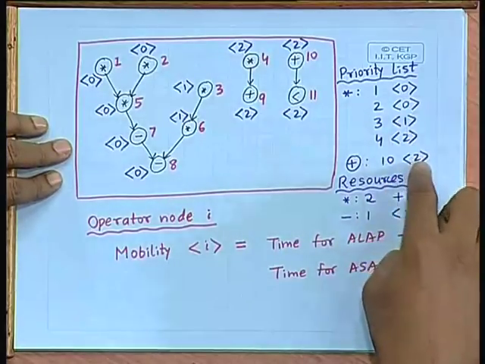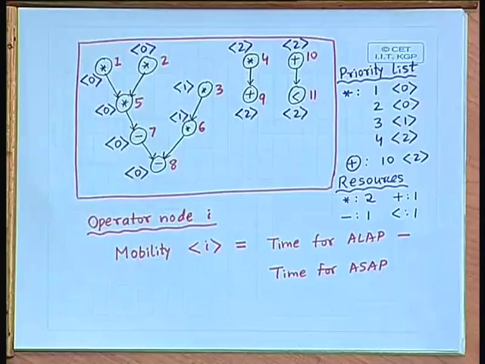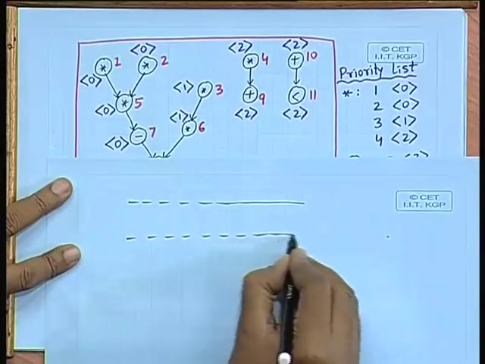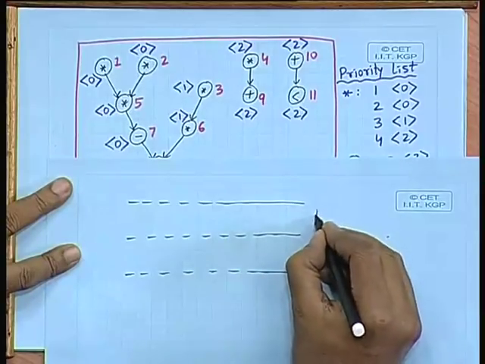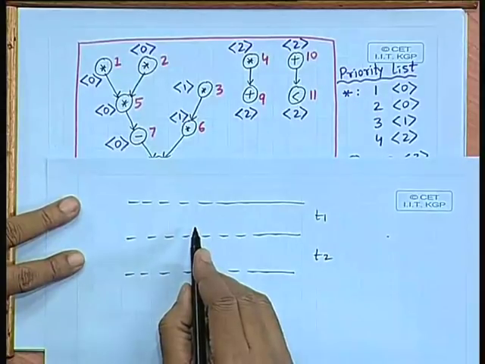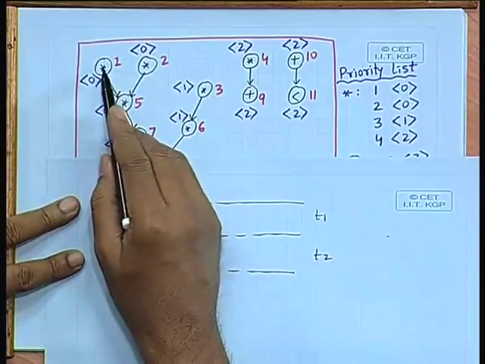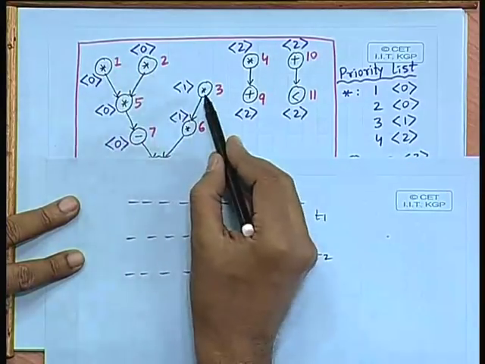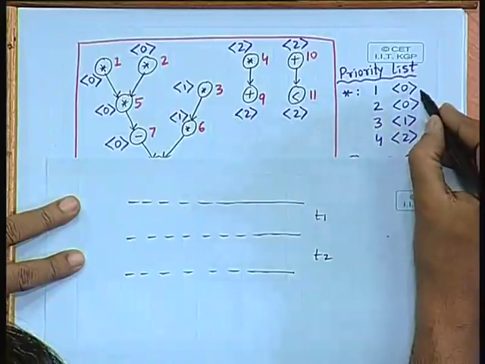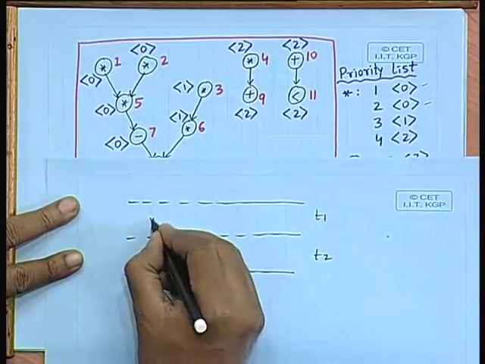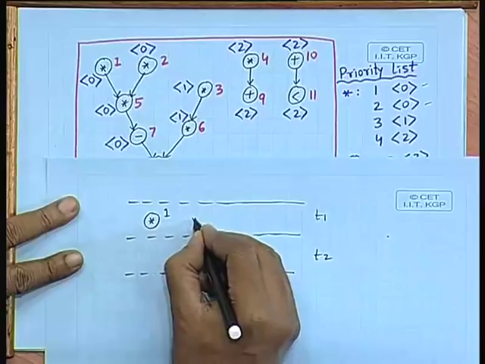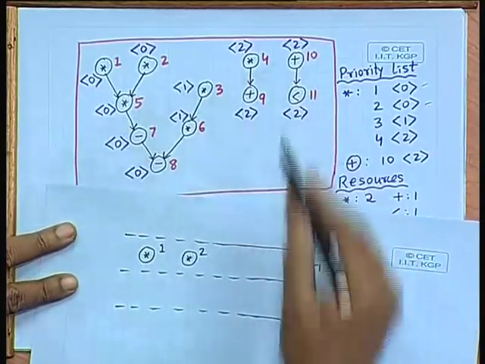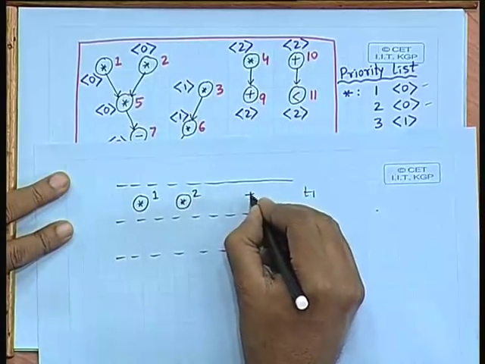So, I have this graph, I have this priority list. With respect to the priority list, I will try to construct the time steps. I do not know how many steps will be required, T1, T2. In the first step, I can assign only these two from here. There are only two multipliers available, recall. So, I cannot assign all three multiplications in time step T1, but since the first two are of higher priority, I assign them, node number 1 and node number 2. I try to allocate all of the resources. The only other resource I can allocate is this addition, node 10.